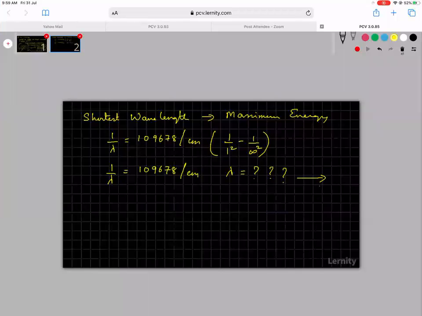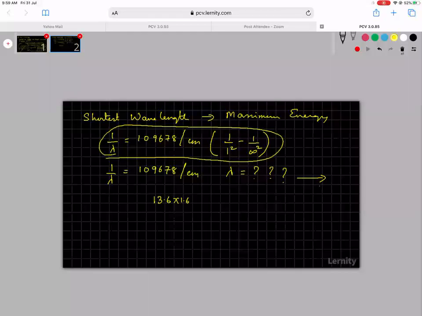You can sit down and multiply 13.6 into 1.6 every day and then work, but they have given you a very clear approach here, so let us follow this clear approach. Energy is equal to hc by lambda, and lambda is equal to hc by energy. No doubt about it. Please find out the value. How you do it is not important, that you do it is what is more important.